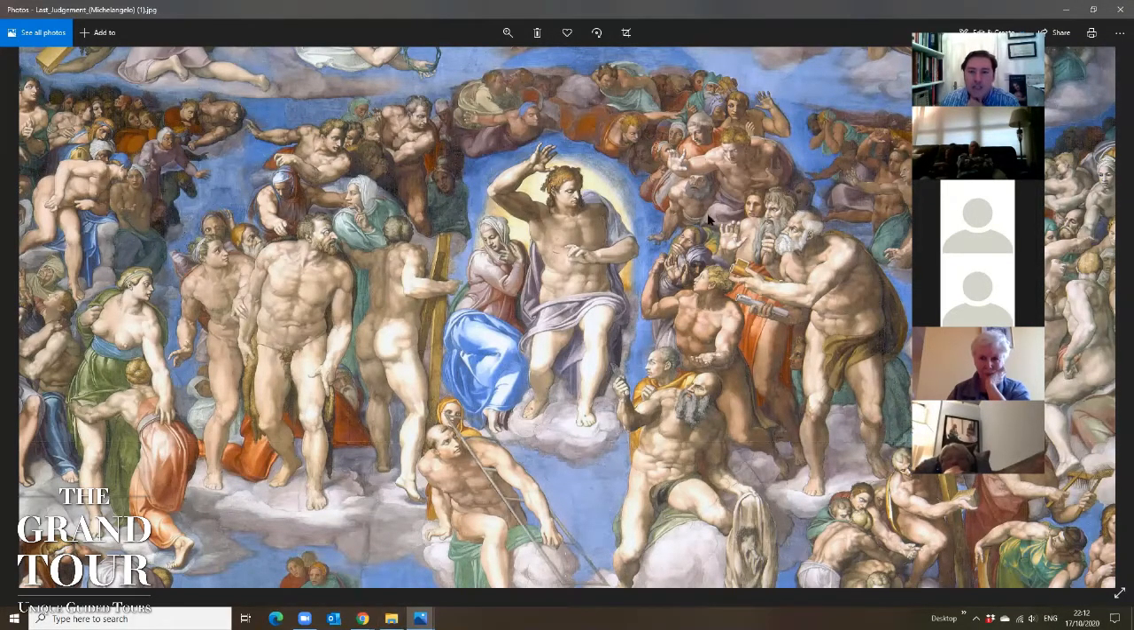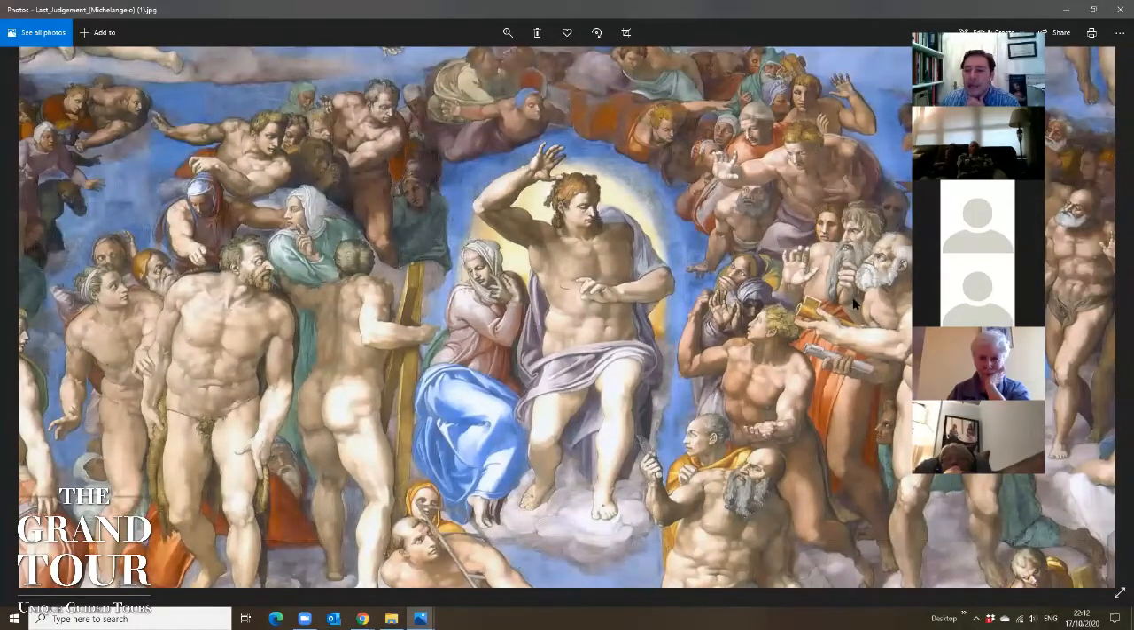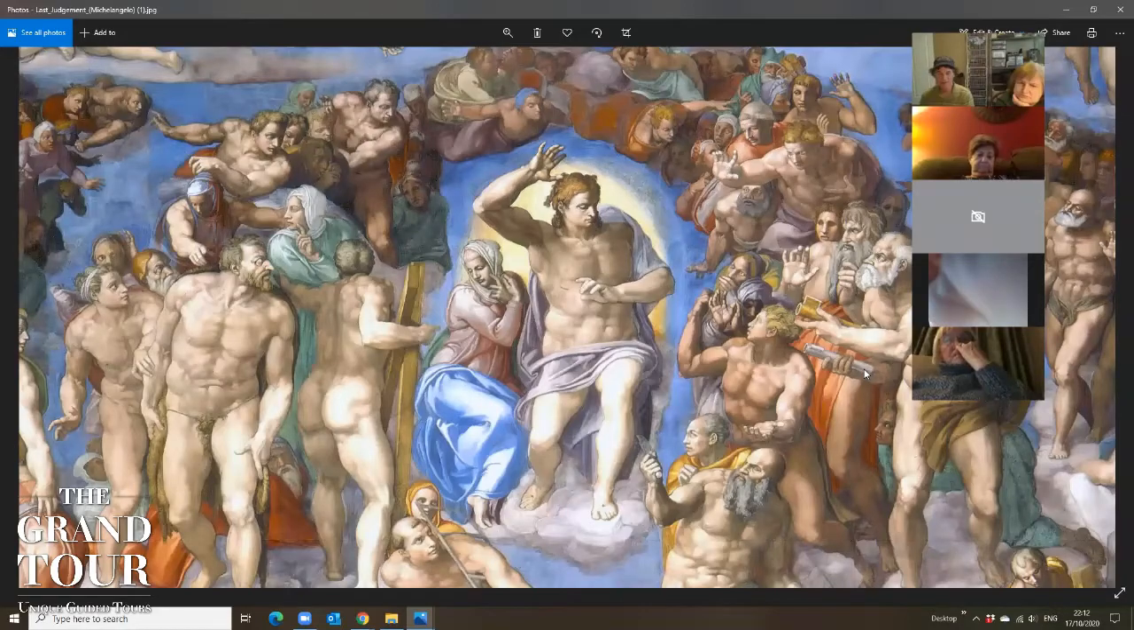But this is not the skinny Jesus that you usually see. Now, there are a couple of things that you could see that really stand out. They're different to every other representation that we had of Jesus ever.